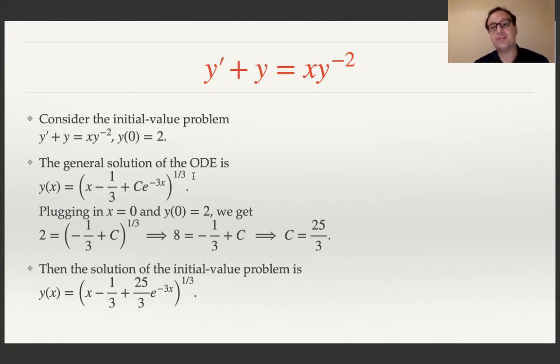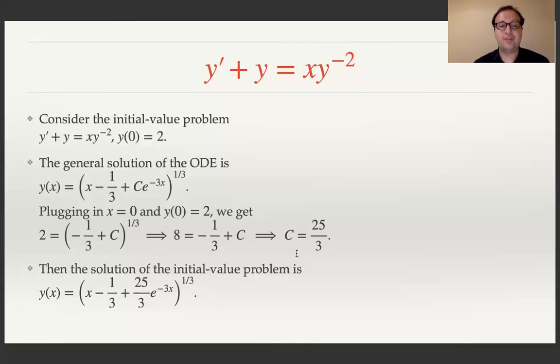Now we need to compute the constant, so plugging in 0 for x and 2 for y of 0, which is y of x when x is 0, we get 2 is equal to (0 minus 1/3 plus the constant), everything raised to the power 1/3. So let's raise this to the power 3 to cancel out the power 1/3, because 3 times 1/3 is 1. And we get that 2 to the power 3, which is 8, is minus 1/3 plus c. So the constant c is 8 plus 1/3, which is 25/3.